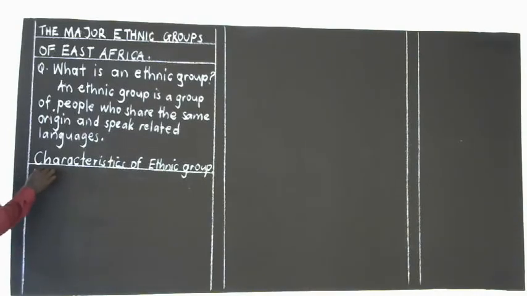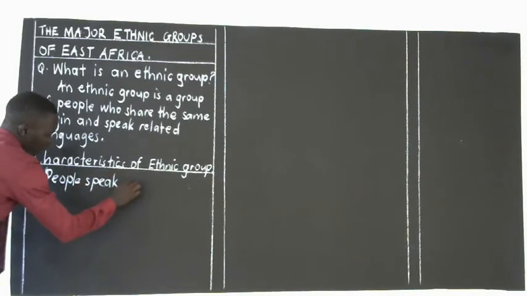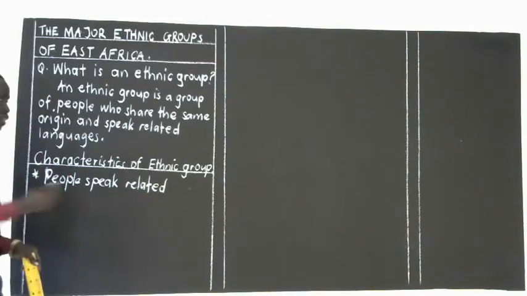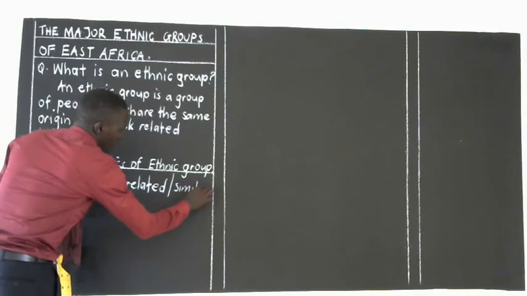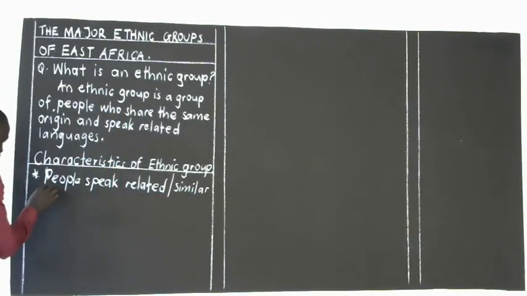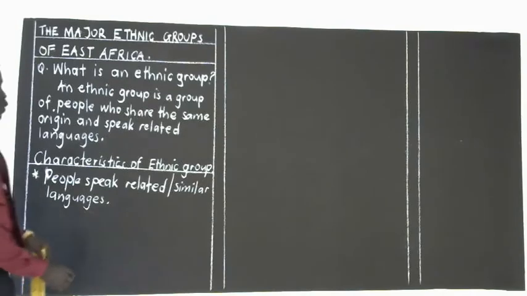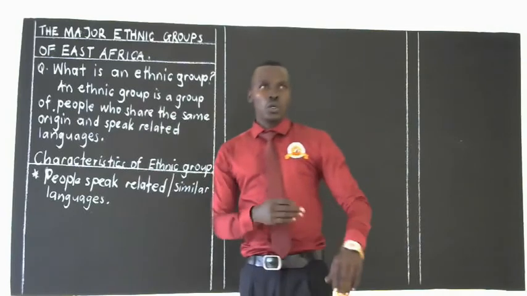Let us use stars. People speak related, allow me to bring in another word, related or similar languages. People speak related or similar languages. Similar means they are closely related.